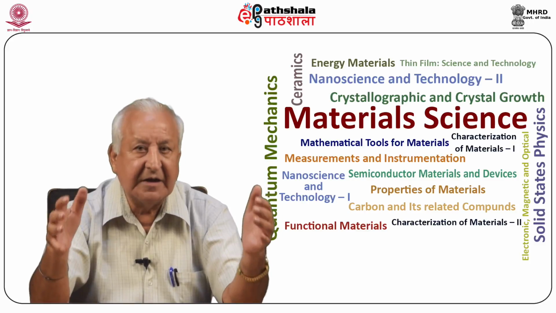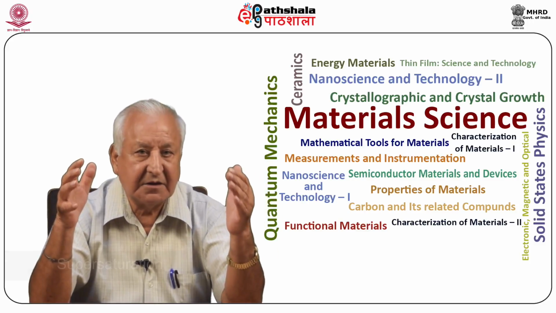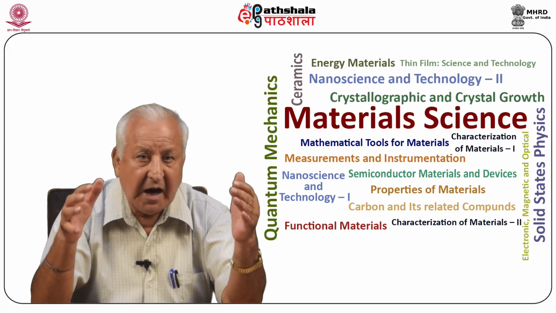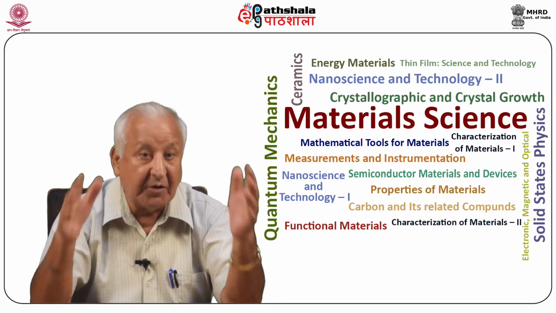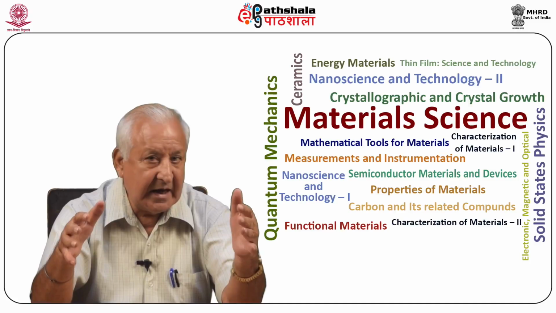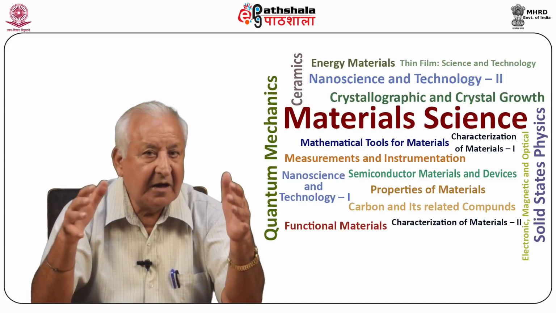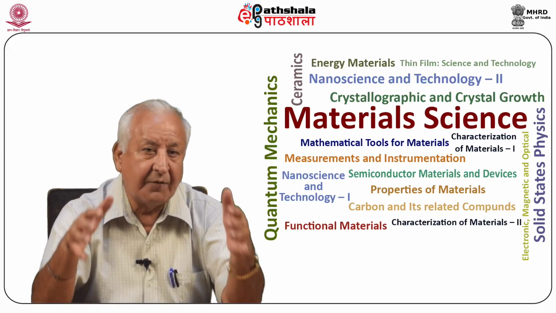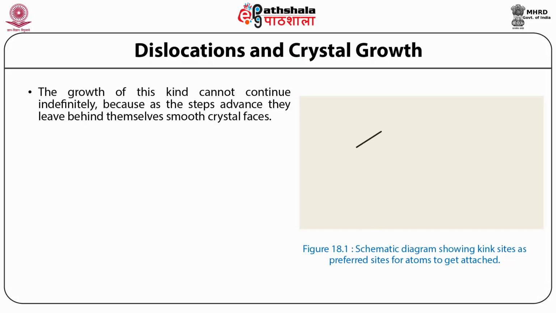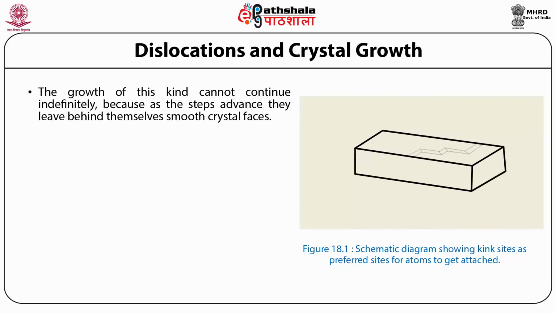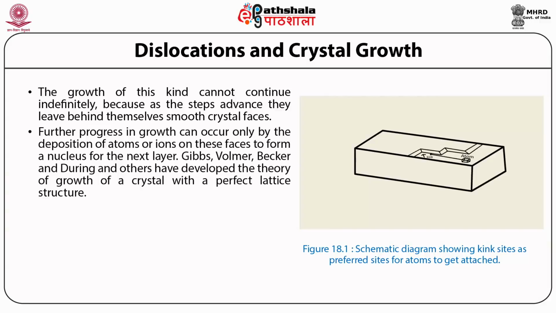Growth can occur on these imperfect faces even when the supersaturation is small, because atoms or ions can keep on getting deposited along steps or kinks and get firmly attached to the surface by bonding with two or more of its atoms. The growth of this kind cannot continue indefinitely, because as the steps advance, they leave behind themselves smooth crystal faces. Further progress in growth can occur only by the deposition of atoms or ions on these faces to form a nucleus for the next layer.